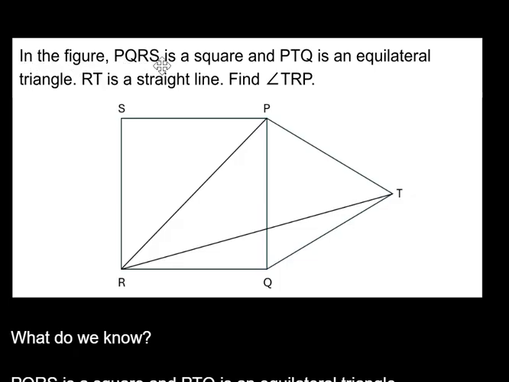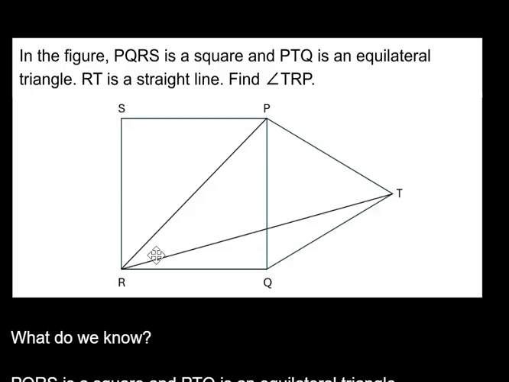In the figure, PQRS is a square and PTQ is an equilateral triangle. RT is a straight line. Find TRP. TRP is this angle. If you look at the question itself, it only tells you that there is a square, there's an equilateral triangle, but there's no angles given. How are you supposed to find the angle TRP, which is here?